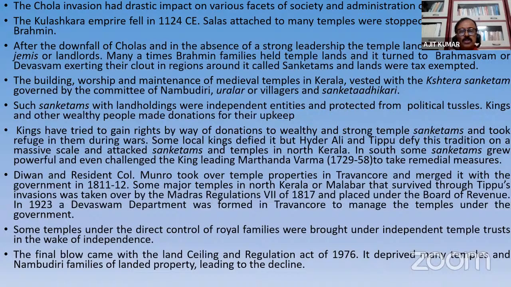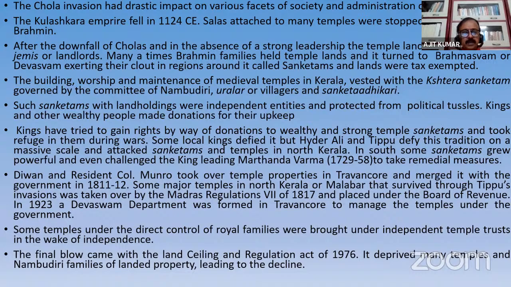And in the South, some Sanketams grew so powerful that they even challenged the king who was ruling in that particular area of South Kerala. And Marthandavarma was threatened by these temple authorities time and again, and he used force to suppress these temple committees and reinstated the authority of the king in such medieval Kshetra Sanketams. He added a nominee from the king's side so as to get control over such a Sanketam and to stop it from becoming powerful and attacking even the kings.